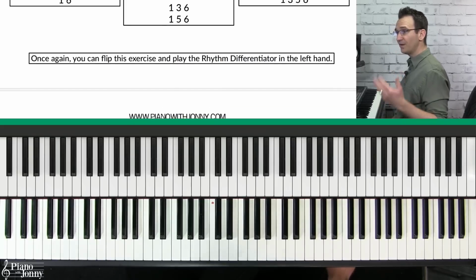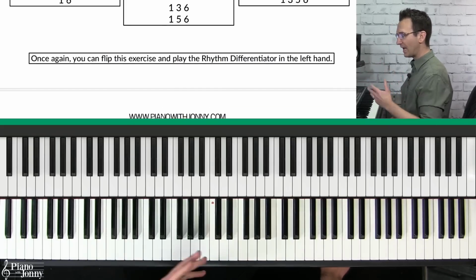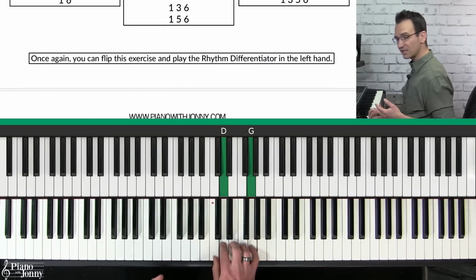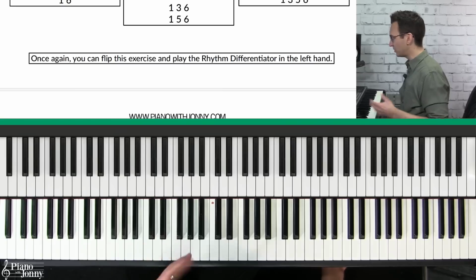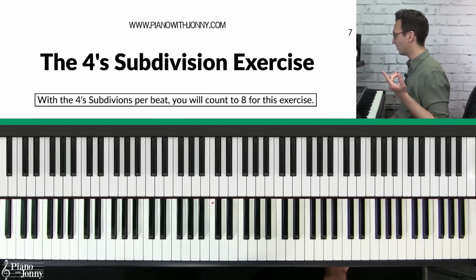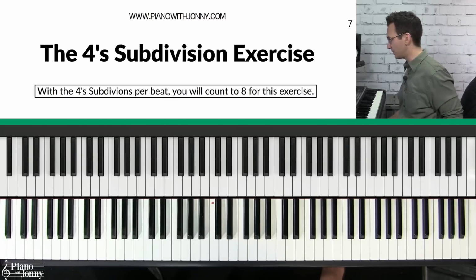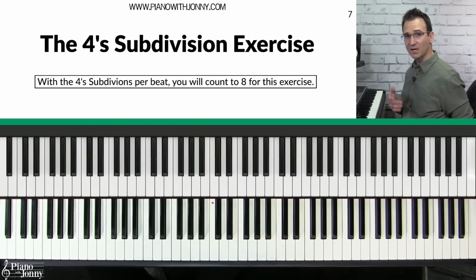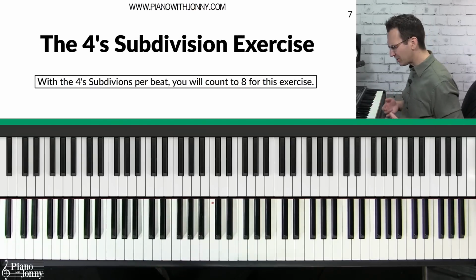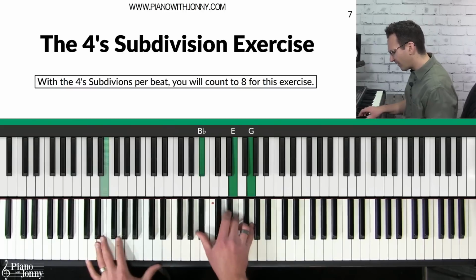Okay, once again, you can flip this exercise to play it in different hands. So you could do your constant in your right hand, and then you can do your rhythmic differentiator in your left hand. The final thing I want to mention here is your 4s subdivision, okay? And remember I said music is oftentimes divided into 4, especially like funk music.